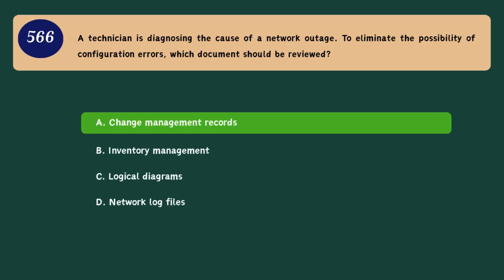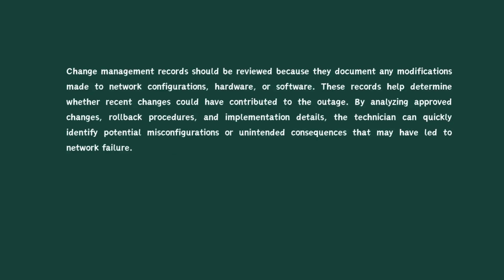Correct answer. A. Change management records. Change management records should be reviewed because they document any modifications made to network configurations, hardware, or software. These records help determine whether recent changes could have contributed to the outage. By analyzing approved changes, rollback procedures, and implementation details, the technician can quickly identify potential misconfigurations or unintended consequences that may have led to network failure.